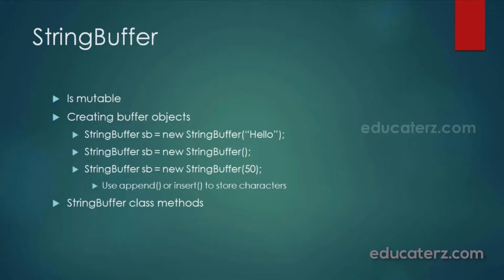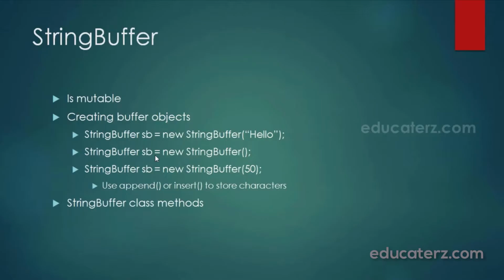So next is the StringBuffer class. We just now learned that String class objects are immutable and their contents cannot be modified. But StringBuffer class objects are mutable, that is, they can be modified. And we create StringBuffer objects using these three ways. The first way is just using the new operator, creating the object and passing the content into the object. And another way is to create an empty object.